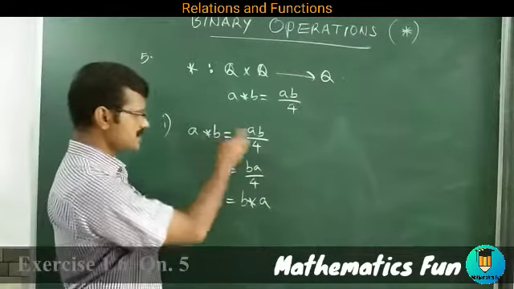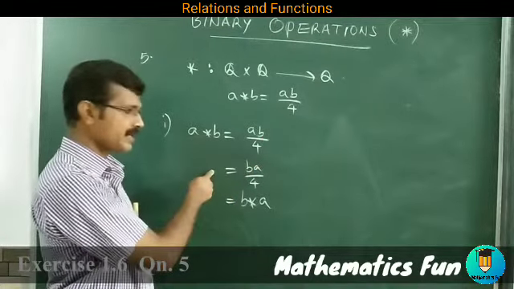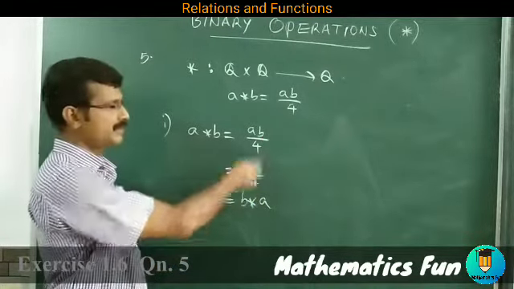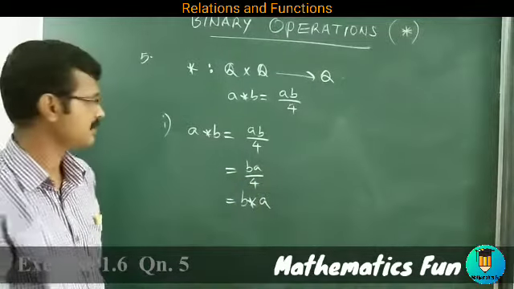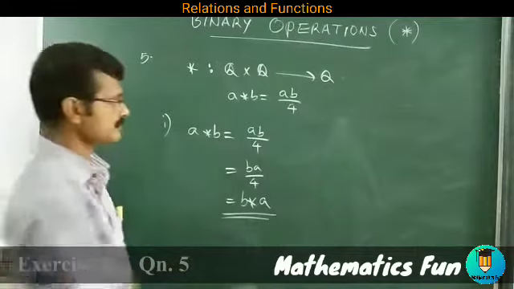Or we can do it like this: A star B we have written here, then we will write B star A. So B star A, if you write BA by 4, then we can say both are equal. That we also can do. Anyway, A star B is equal to B star A, so it is commutative.